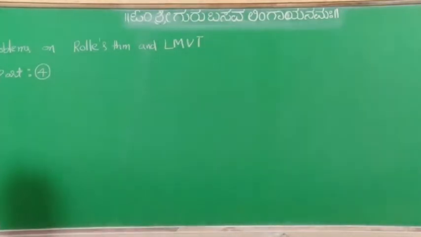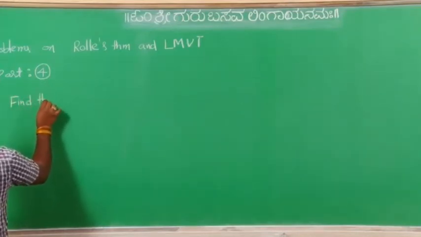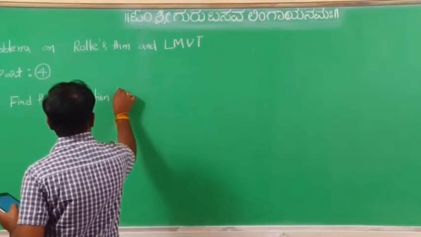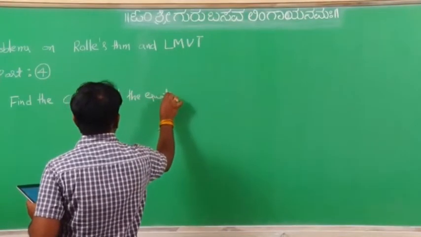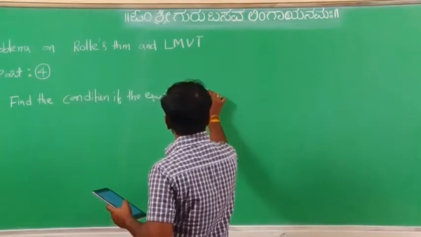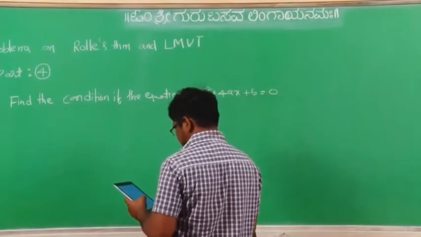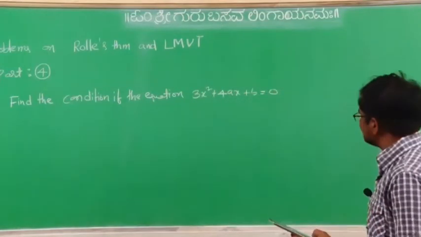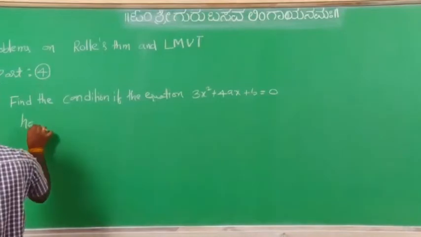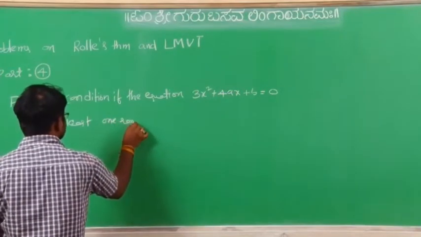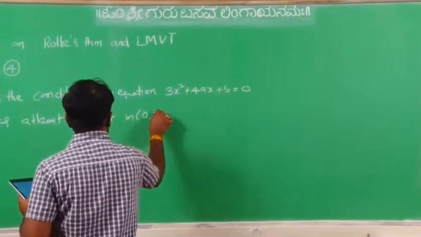In that, take the first problem. Find the condition if the equation 3x square plus 4ax plus b equal to 0 has at least one root in the open interval (0, 1).